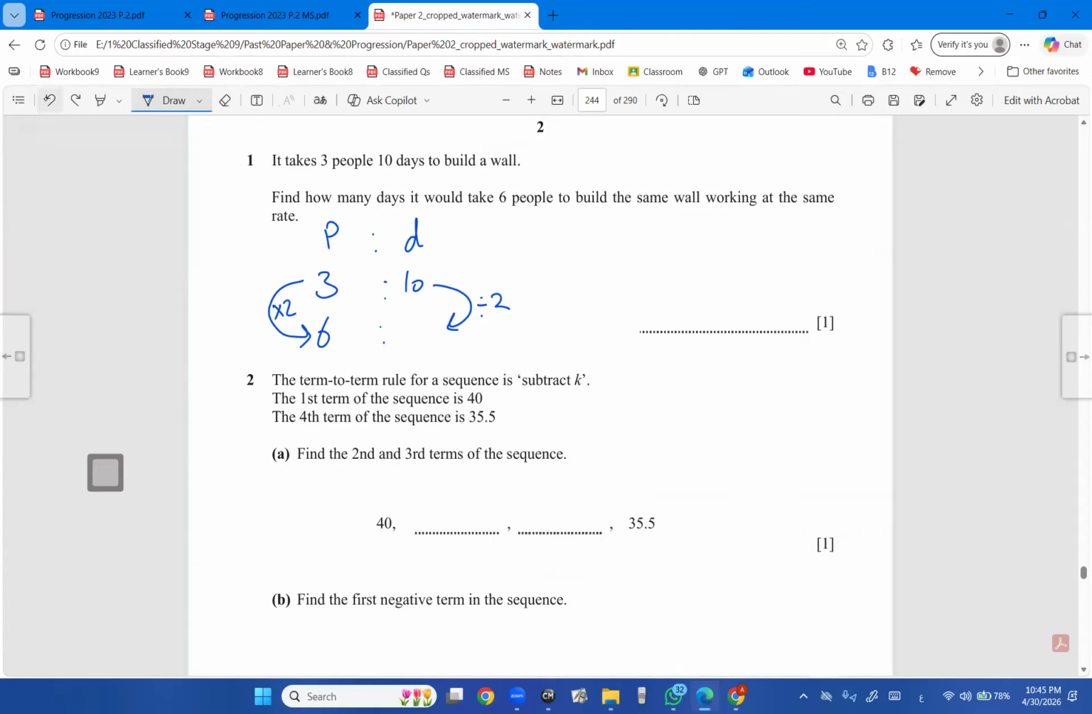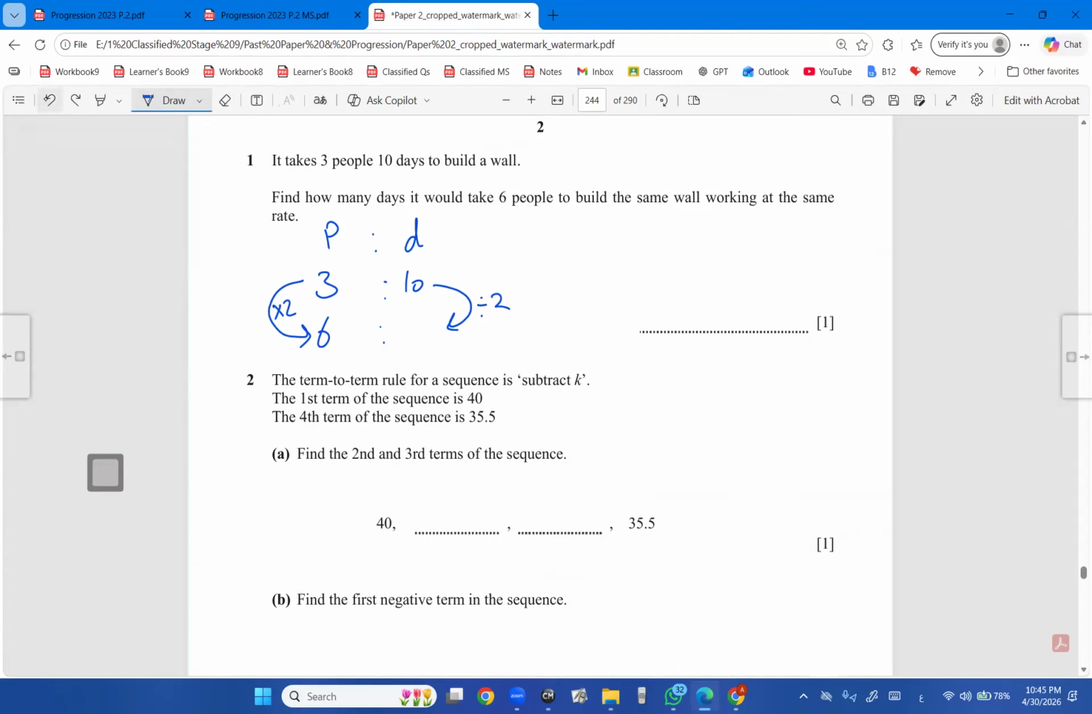This works only with inverse proportion. So if you multiply 3 by 10, it's going to give you 30. 30 divided by 6 is going to give you 5. So it's 5 days. Even if you had 5 over here and they were requesting this number, it's also going to work: 3 times 10 is 30, 30 divided by 5 is going to give you 6. So this works only with inverse proportion.